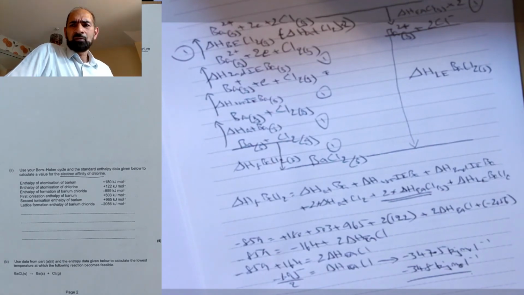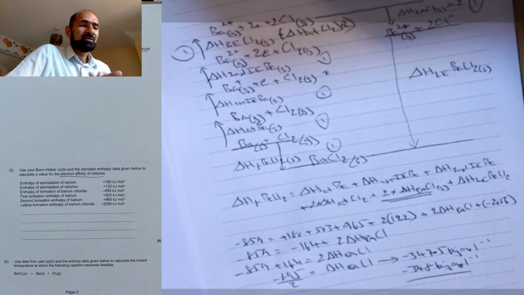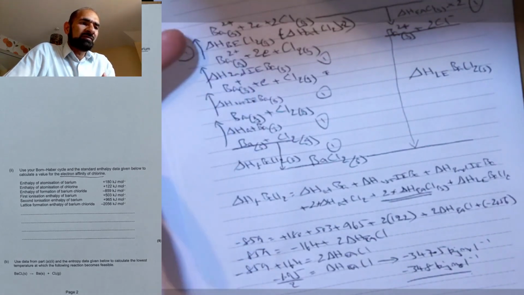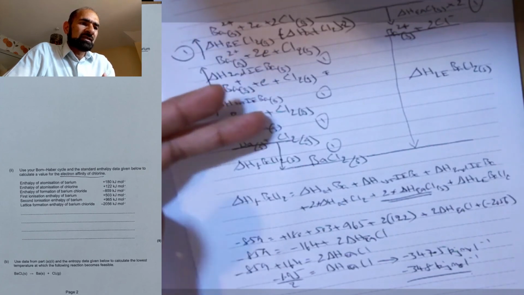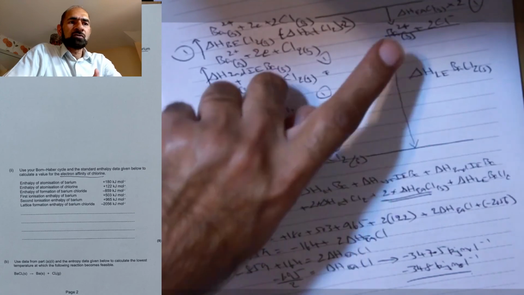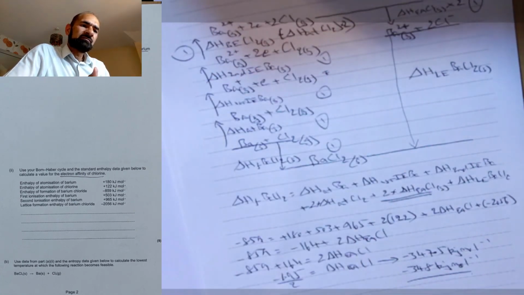Please be careful with these Born-Haber cycles. There is a lot of scope for things to go wrong. So be careful. State symbols, again, check that you included all the state symbols everywhere, especially these things. And don't forget to include electrons that are given off. Here, of course, you're not including electrons because electrons have been taken up. And you should be okay.